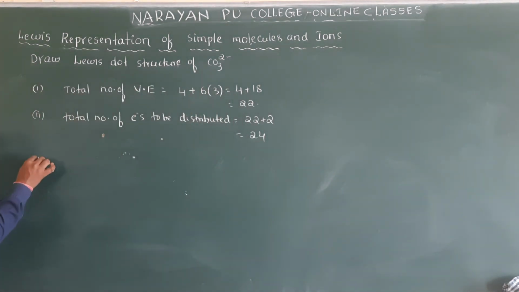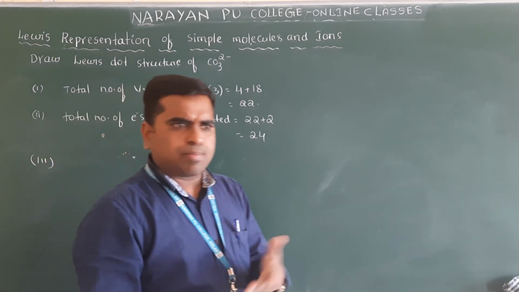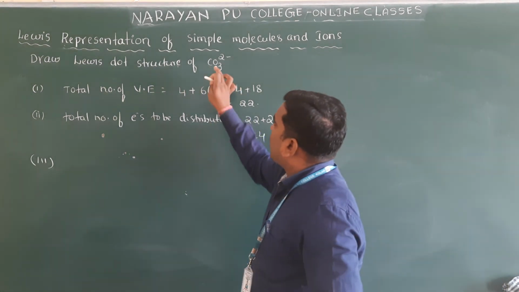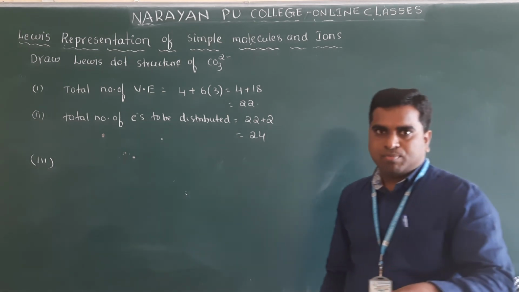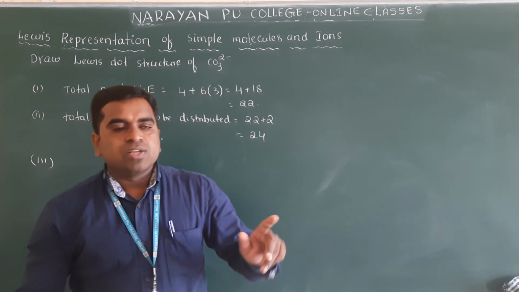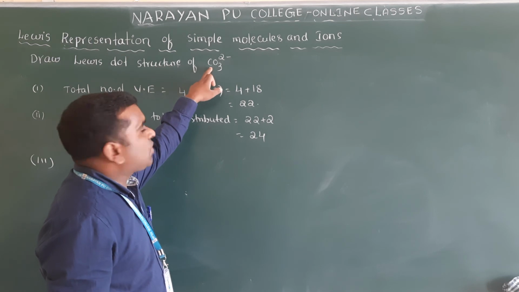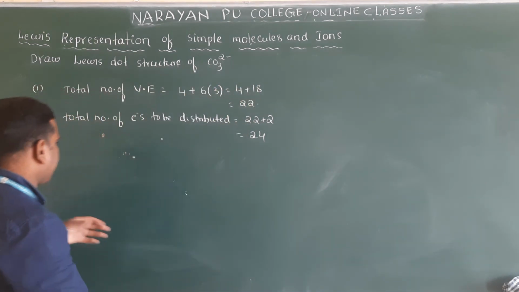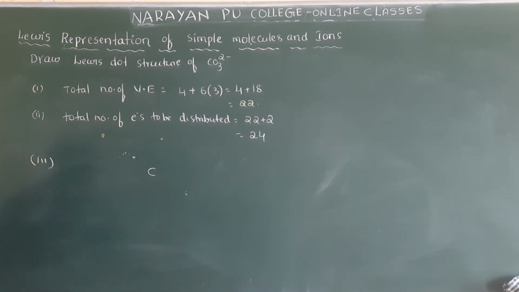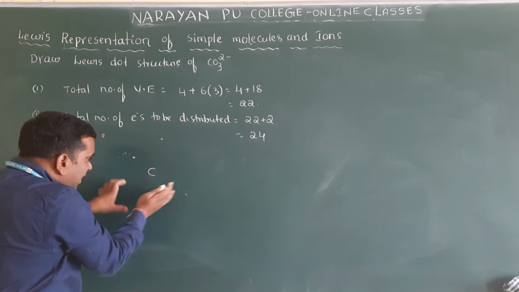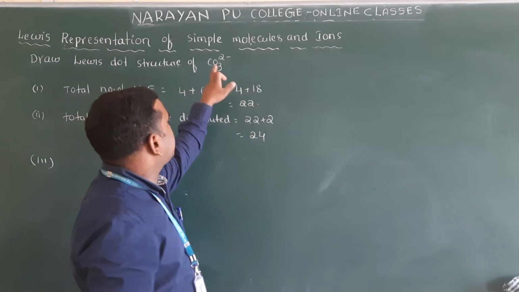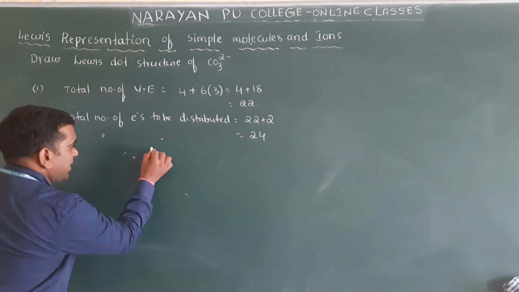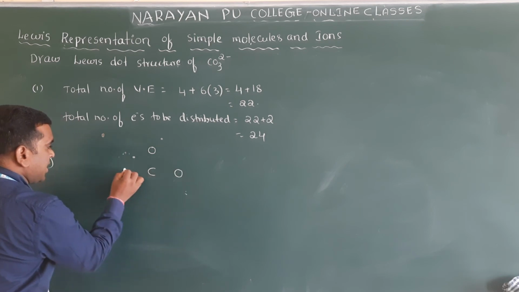Clear? Next one. Third step. What is the third step? You have to just identify the central atom. What is the central atom here? Carbon and oxygen. Which one is more electronegative here? Oxygen is more electronegative, so that's why it never acts as a central atom. And which one is the less electronegative atom here? Carbon. So carbon is the central atom, and around this central atom you have to arrange the remaining atoms. What are the remaining atoms here? Oxygen, terminal atoms. So right here oxygen, oxygen, and oxygen.